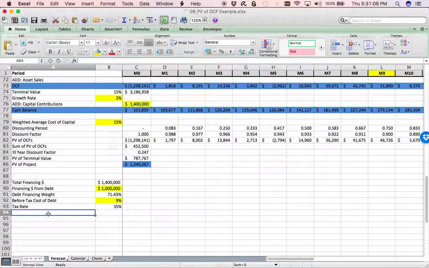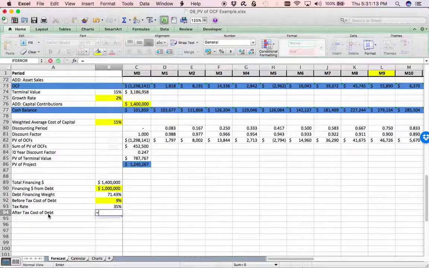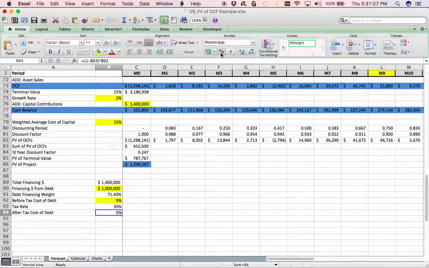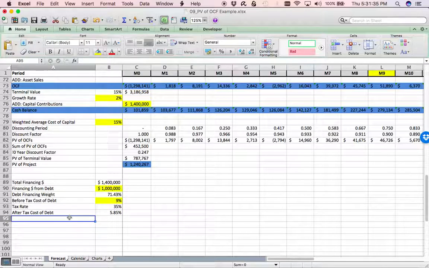So the after-tax cost of debt is equal to 1 minus, I'll put that in parentheses, 1 minus the tax rate, times the cost of debt. Okay, so that's about 5.85% it looks like. And again, I'm not highlighting those because we're just calculating those. So that's all of the debt stuff.